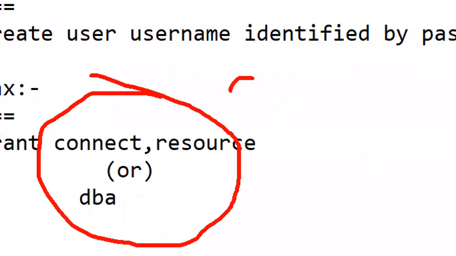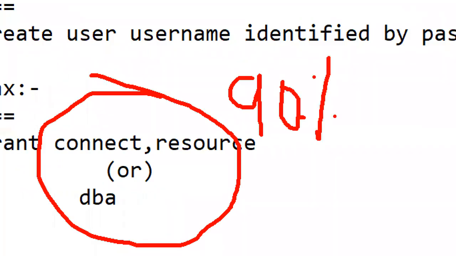90% of the students, or 50% of the employees, also don't know. In a grant statement, connect, comma, resource, comma, DBA. What is this one? The interviewer asks. Even experienced people don't know this DBA concept, and why we are giving it, nobody knows.